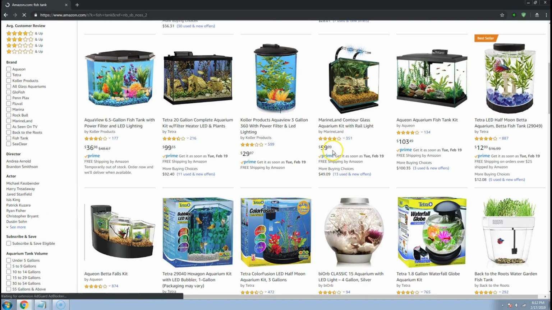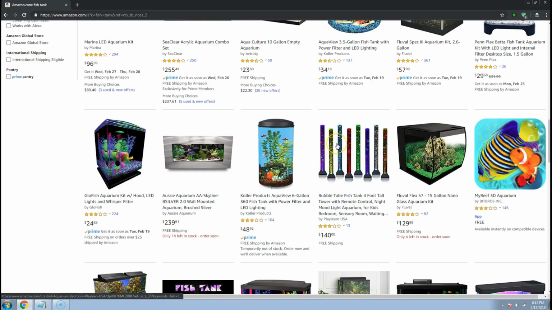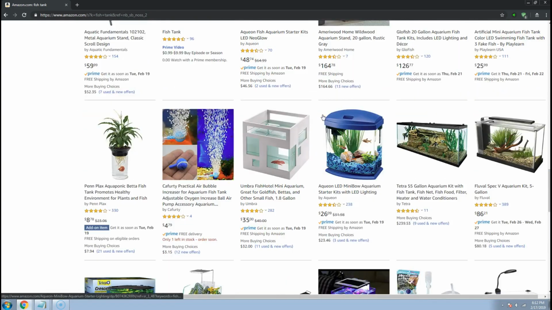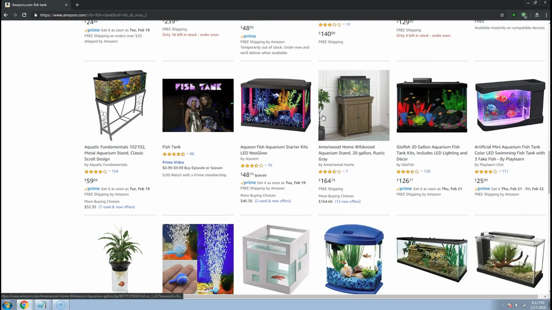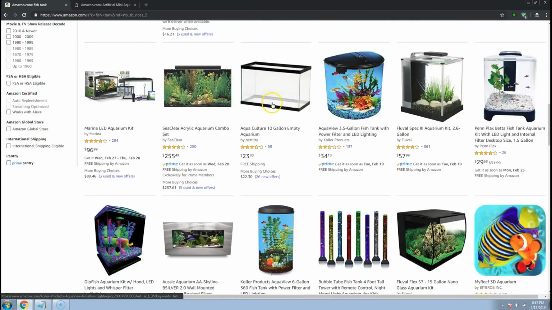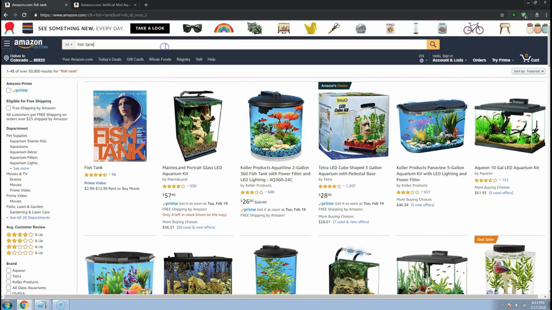searched under fish tank, right? And I was looking around, and one thing that I noticed was this fake fish. And somehow I landed on the fake jellyfish.